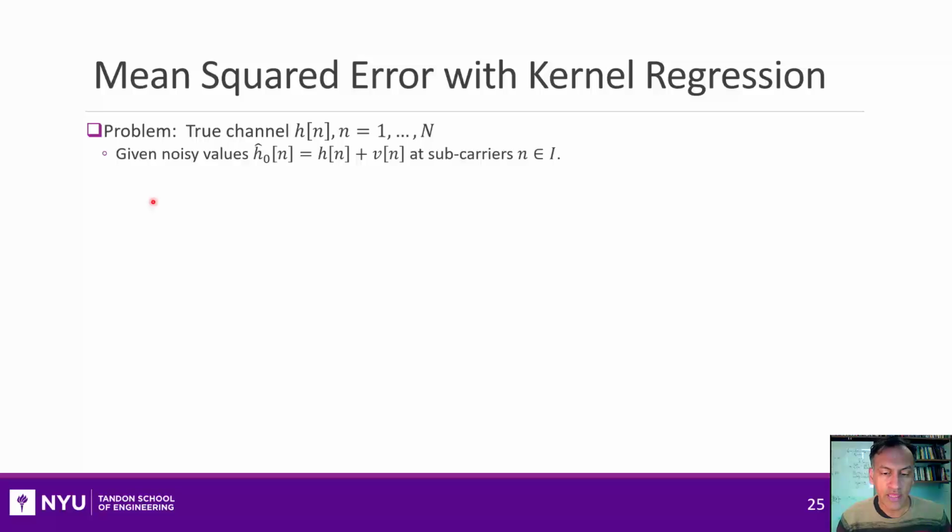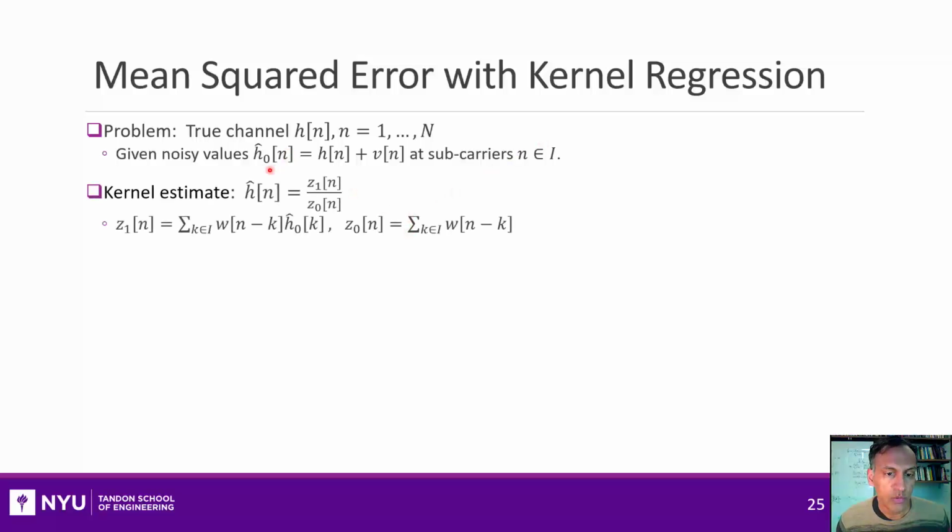Let's just imagine again we're looking at a single symbol, say in time or in frequency, and we have some true channel h(n), and we get some noisy values, say from a raw channel estimate. I'm going to denote as before those estimates as h0(n), which are the true values plus some noise. And they're only available on some subcarriers, which are indexed I. And just as before, we do some kernel estimate to smooth and interpolate out those raw values. That's found by weighting those raw values over the subcarriers that are available, and then normalizing those values with the Z0.